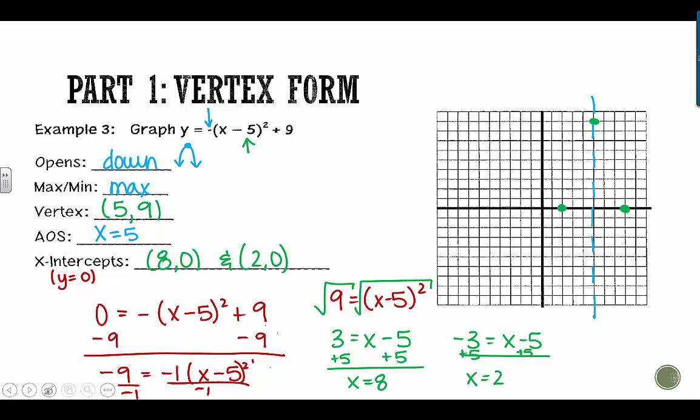And then that's really all we need. We know it opens down. We know the axis of symmetry. So if we find a point, we can find its matching point on the other side. And there's our graph. Some people like this way better than the intercepts that we did, but sometimes you have to use this way because not everything is factorable.